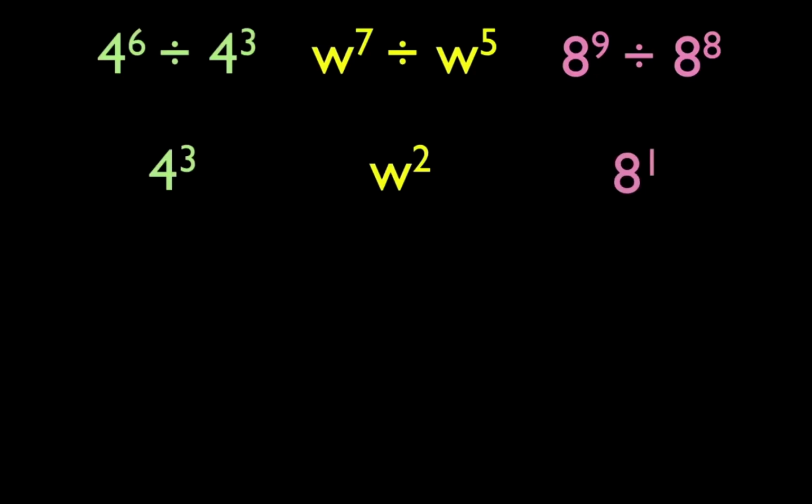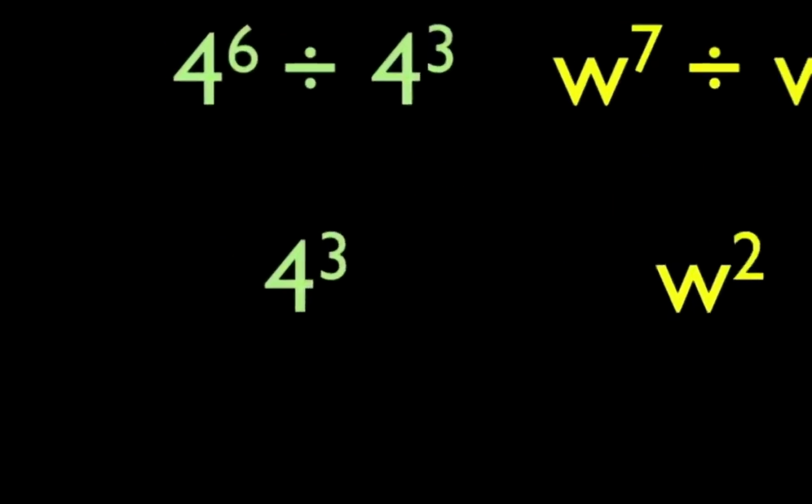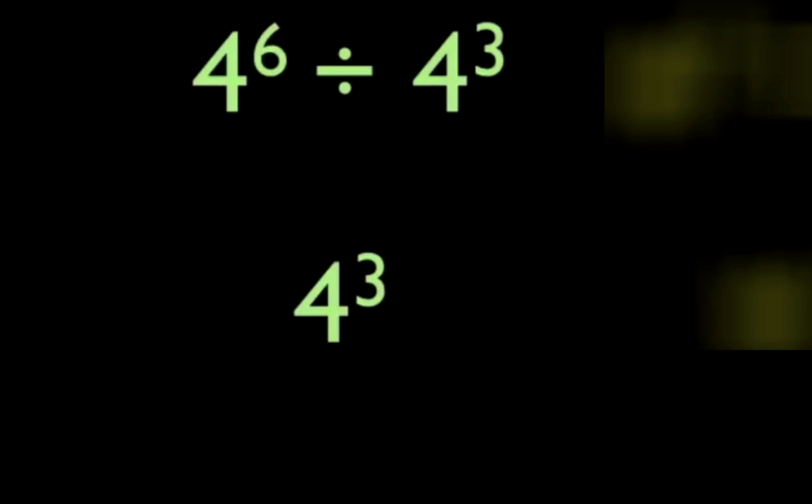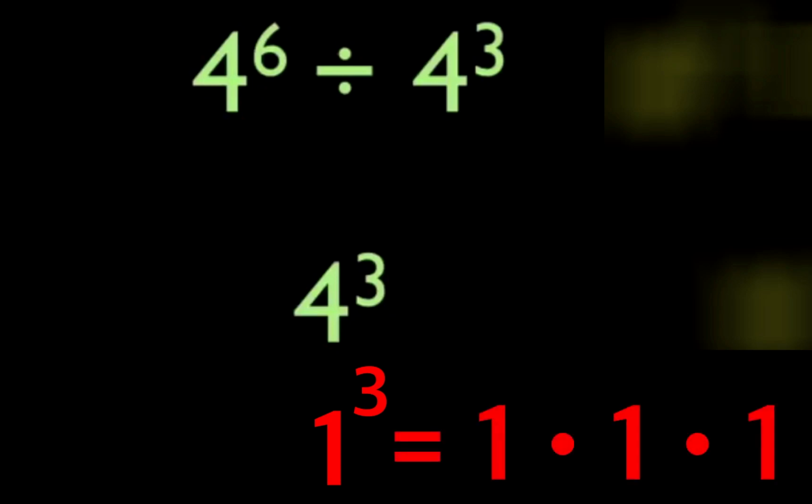For example, if we take a look at the first problem, some students would put 4 to the 6th divided by 4 to the 3rd is 1 to the 3rd. Try to remind yourself that all you're doing is eliminating some of the 4s. It's not going to magically turn into a bunch of 1s multiplied together. Plus, 1 to the 3rd is just 1 times 1 times 1, so that's just 1. We know the answer isn't going to be just 1.